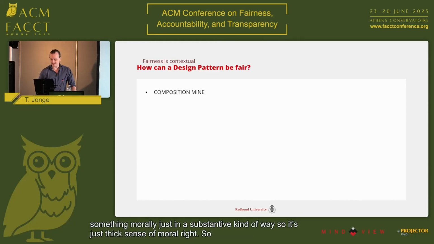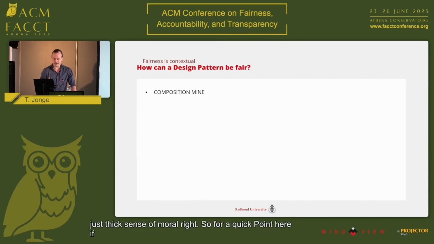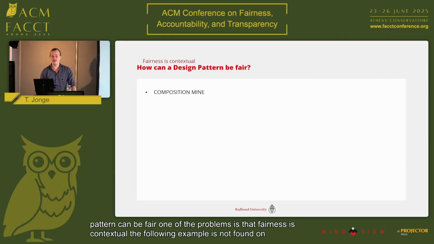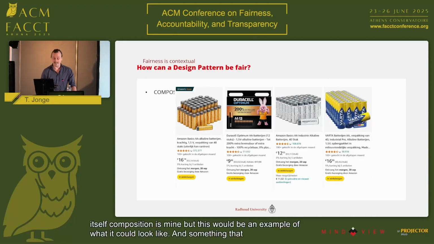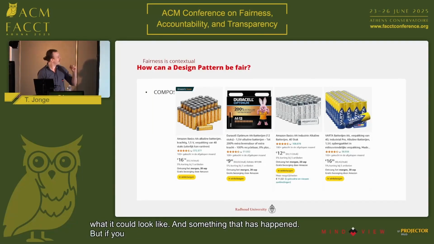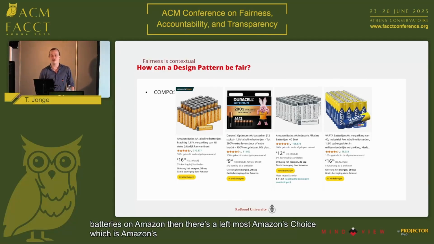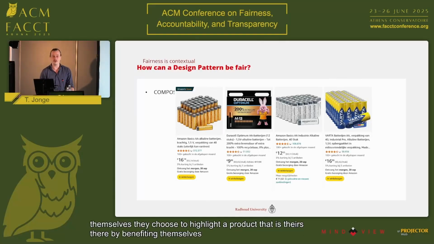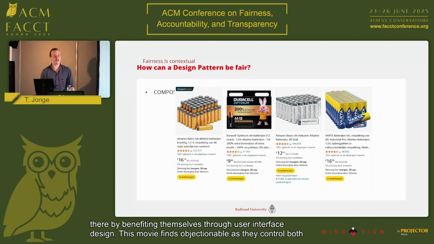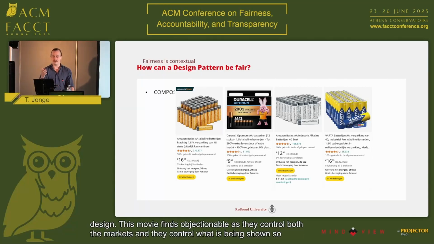So for a quick point here, if we go into how a design pattern can be fair, one of the problems is that fairness is contextual. The following example is not found on Amazon itself. The composition is mine, but this would be an example of what it could look like. And something that has happened, that if you look for batteries on Amazon, then there's a leftmost Amazon's Choice, which is Amazon's own product themselves. They choose to highlight a product that is theirs, thereby benefiting themselves through user interface design. This may be found objectionable as they control both the market and they control what is being shown. So here, they're manipulating the market in a way.